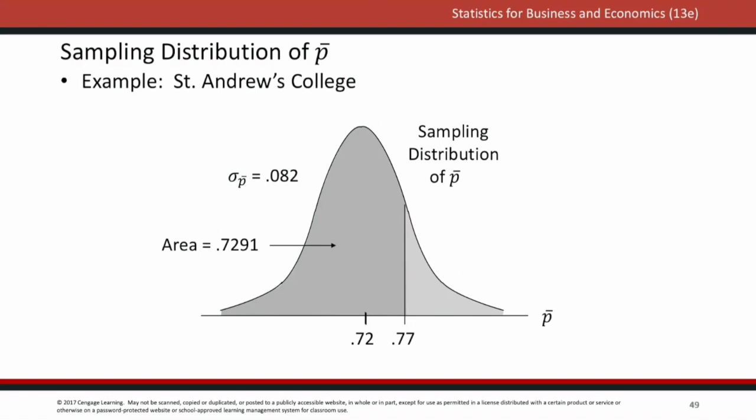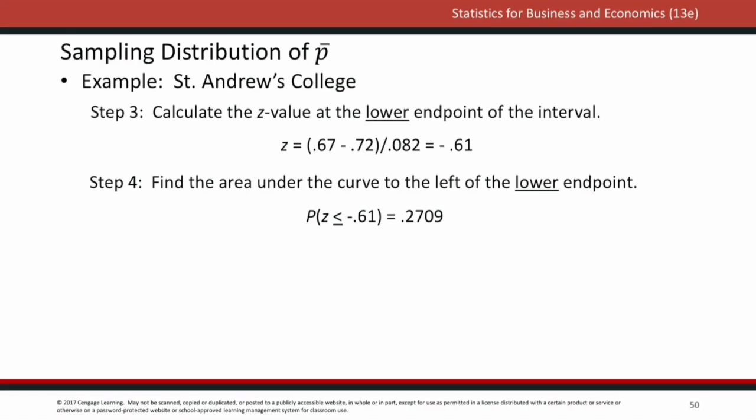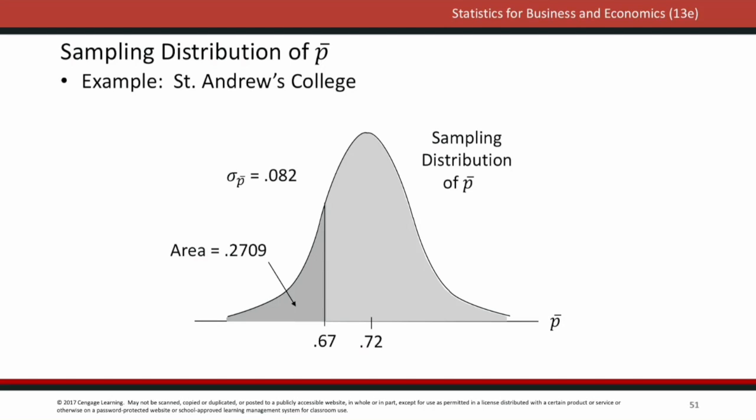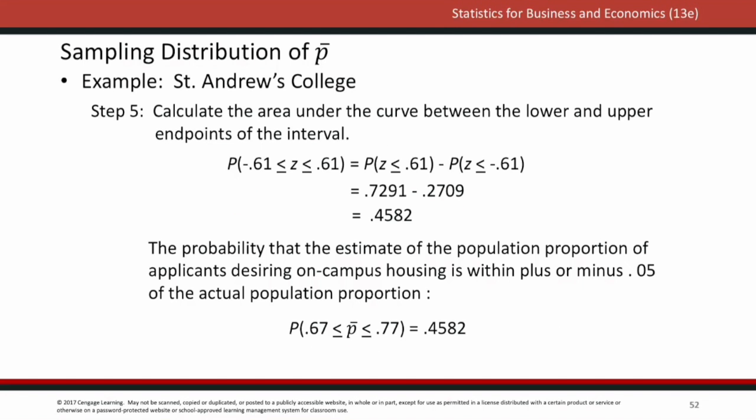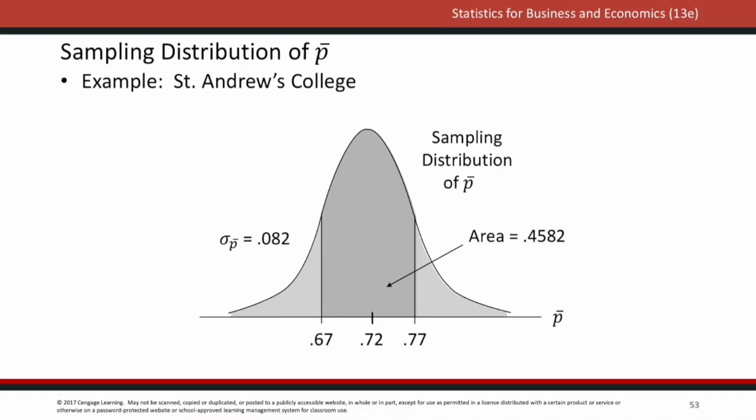Graphically, this is what we are doing. Then we repeat the same, but now for the lower end of the interval. Okay, and then we use the standard normal table to calculate the area to the left. And this is graphically what we are doing. And then for the area in between, we just subtract the areas, 0.4582. Okay, so that's the probability. The estimate will be between 0.67 and 0.77. And graphically, this is what we did.